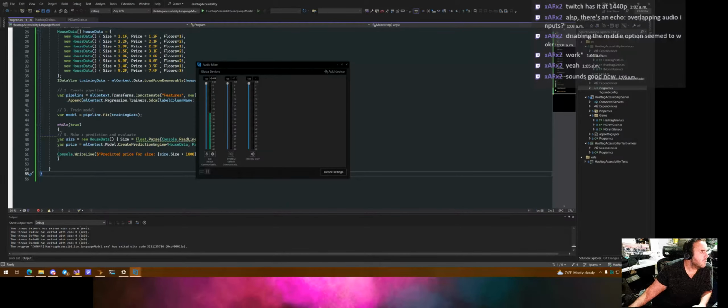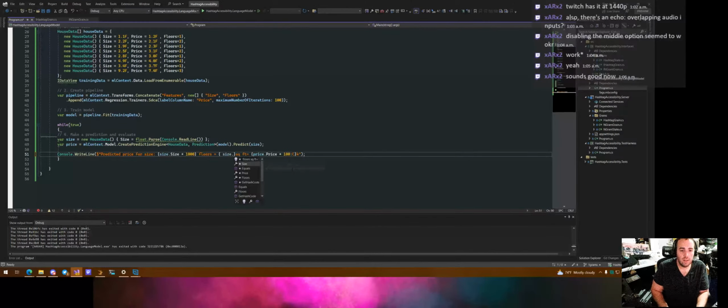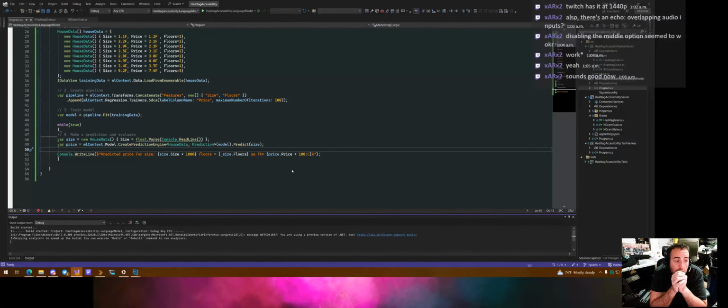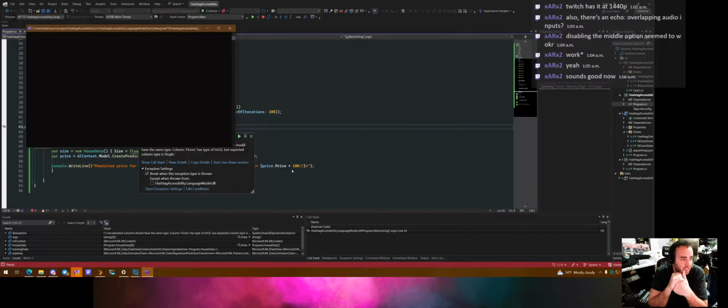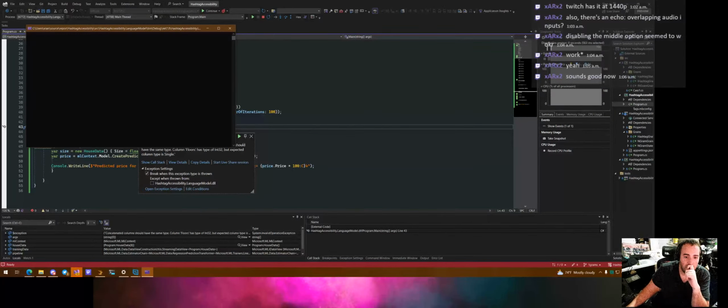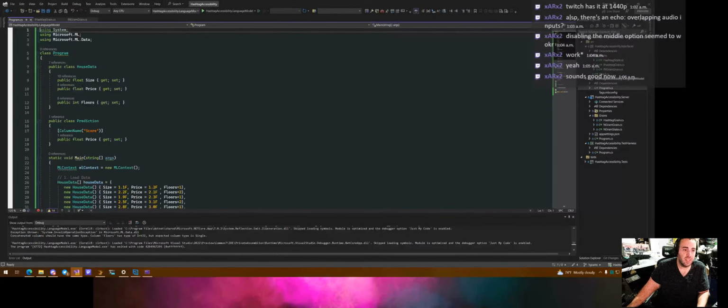All right, so where were we? So we were about to try this here. So then floors equals size dot floors. All right, so let's see. So yeah, the features. All right, so I just muted my headset. So all right, so in 32 single. Okay, so everything apparently has to be a float.